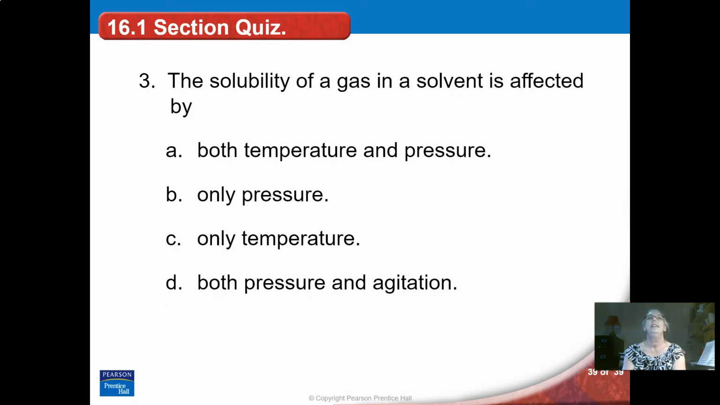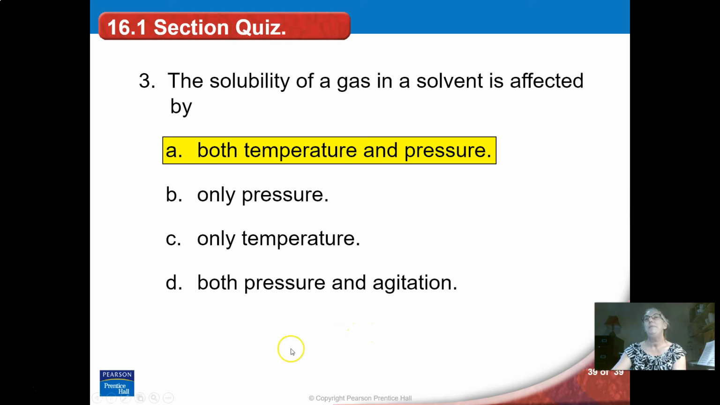Last one. Solubility of a gas is affected by both temperature and pressure. So we'll talk more about solutions in the future.